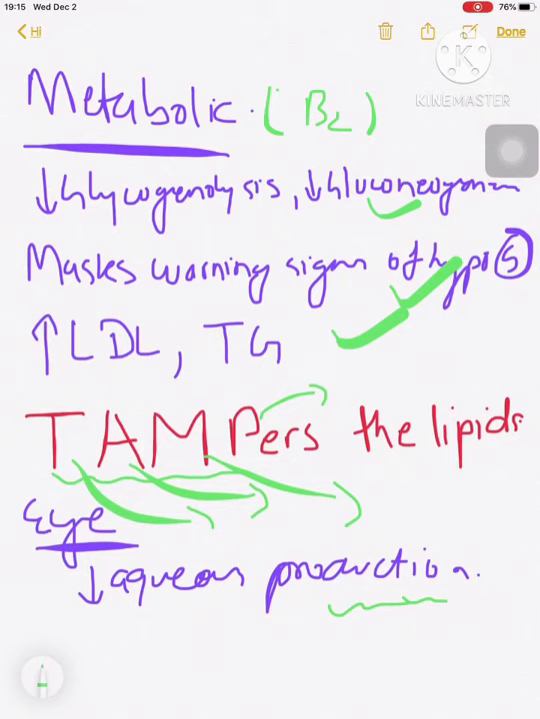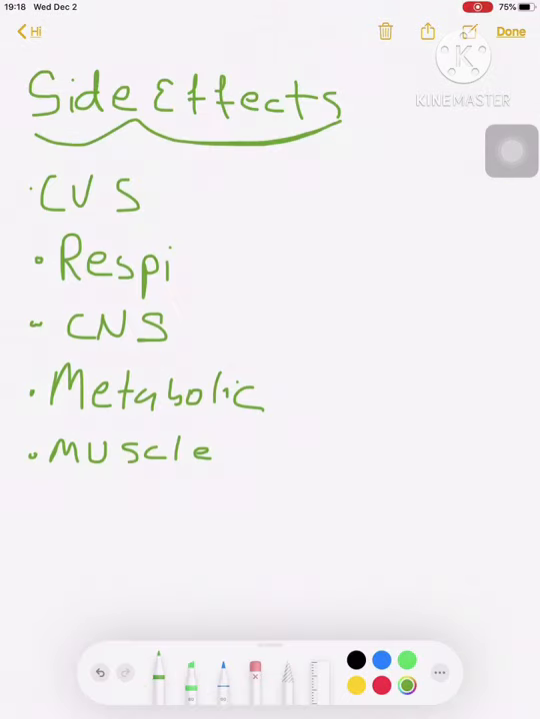Next, we'll discuss about the side effects. Okay, remember the side effects are basically if there occurs more of this action. More action of these drugs will produce side effects. Then we'll discuss something about the drug interactions of beta blocker, and finally uses. Now we'll discuss about the side effects of these beta blockers. These are the extension of their action on various organs.